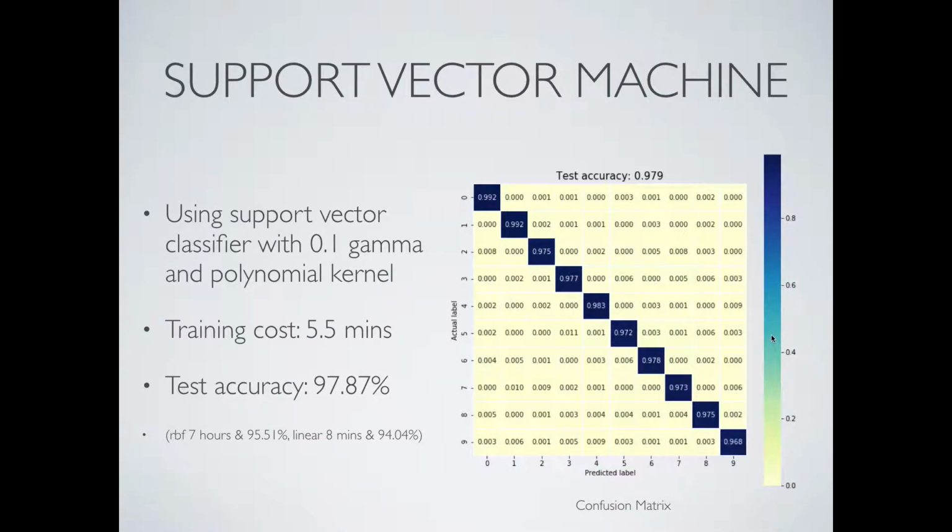Here's the next model I use. It's called a support vector machine, which we talked about in class. I use 0.1 gamma and the polynomial kernel. I've tried the RBF and the linear as well, but it takes longer and the accuracy went down a lot. So this polynomial kernel is the best I came up with. The total accuracy goes up to almost 98%, and the total training cost is 5.5 minutes. And here's the confusion matrix. You can see there are still some numbers misclassified, but the error rate is much lower than before.